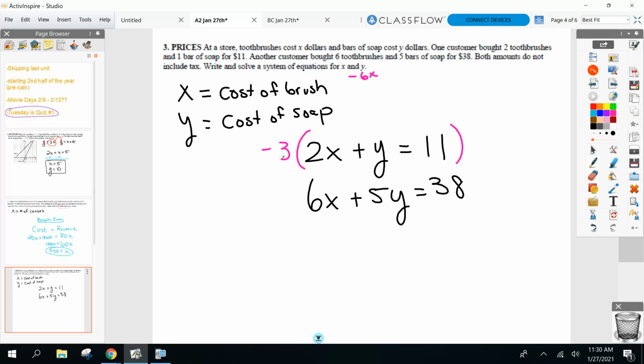Hey, I want to make sure you understand this. What else could I multiply by so the y's would cancel out? I could also multiply by what instead so the y's would be gone? Anybody? 5. Not just 5. Negative 5. They have to be opposite signs. So I could do negative 3 or I could do negative 5.